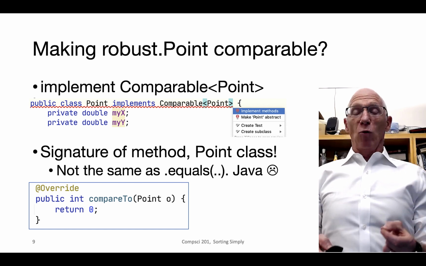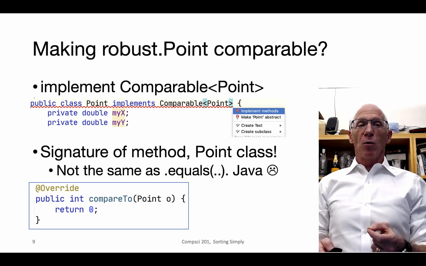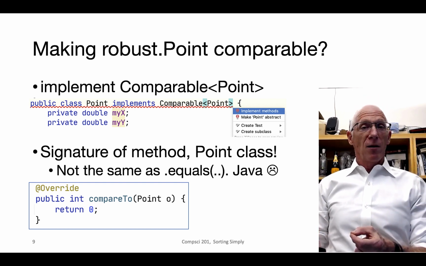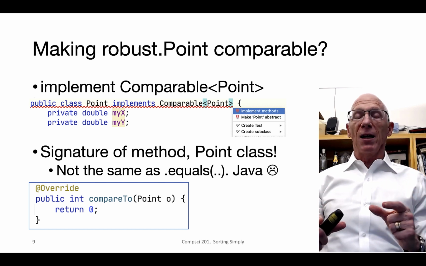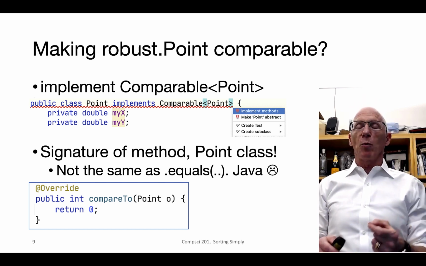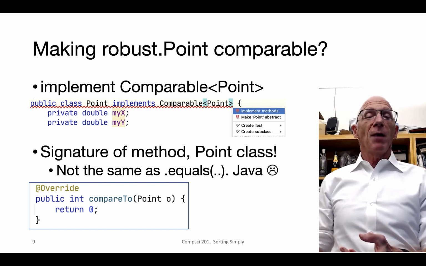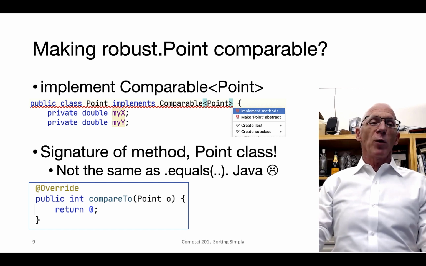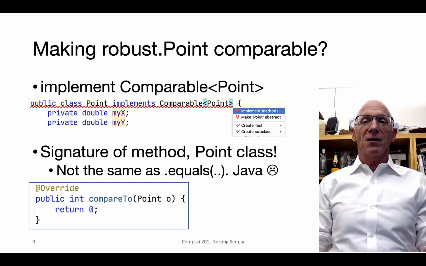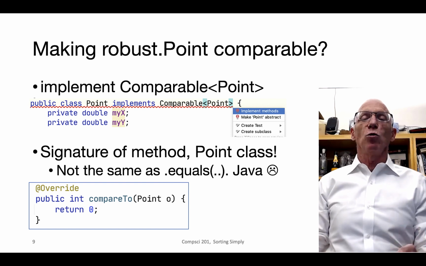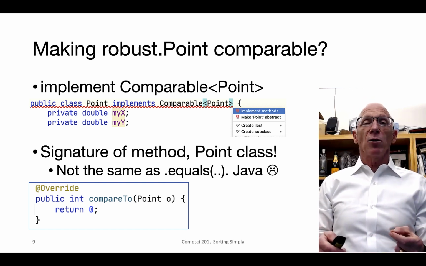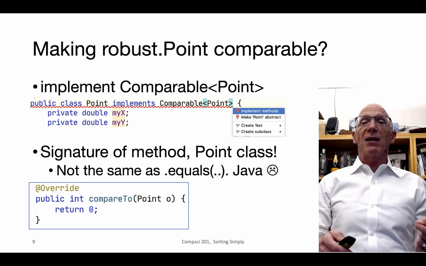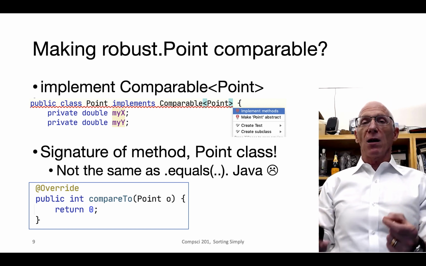If we wanted to make that robust Point class comparable, we'd say it implements the Comparable<Point> interface, because Comparable requires a type. So we could write Point implements Comparable<Point>, and then our IDE might say, you can't do that without implementing a specific method. And so we'd implement the method, and we see here that the signature is public int compareTo(Point). Just a reminder that for compareTo, we know the type. It is the same type as the class where we wrote Point implements Comparable<Point>.